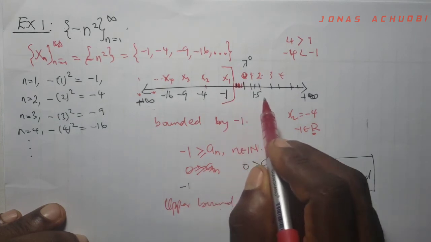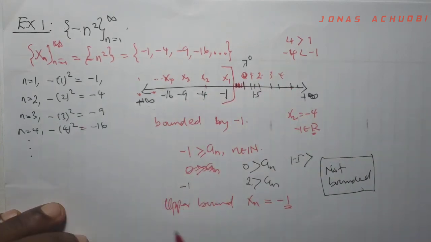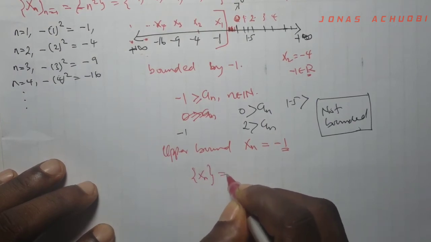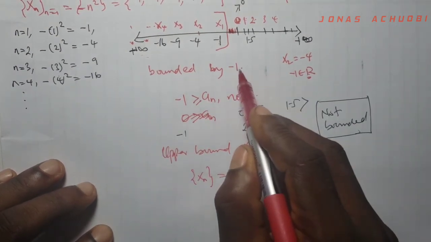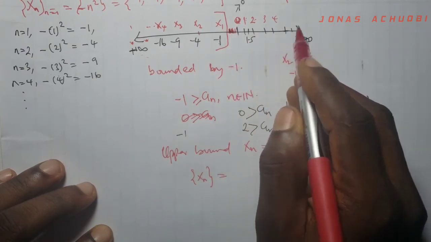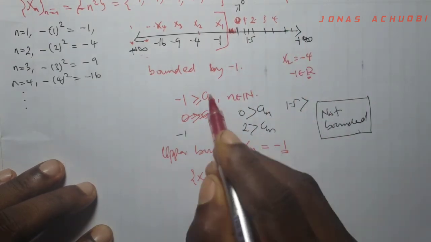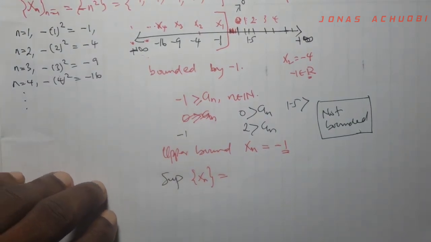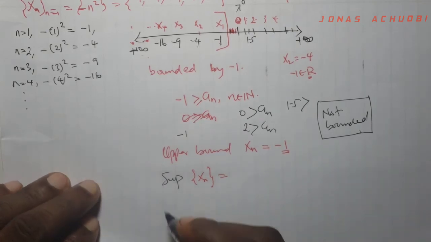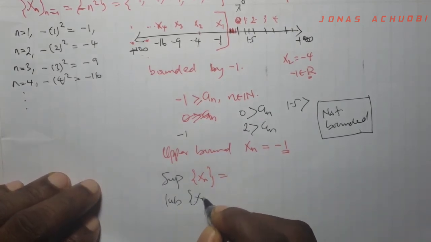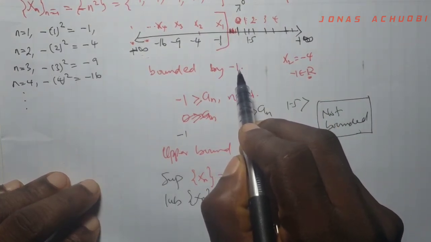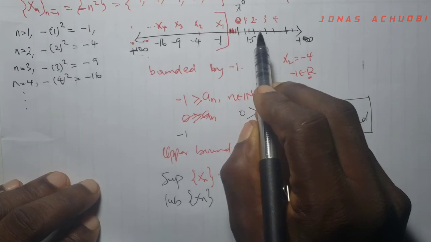Of all the upper bounds of this sequence, x_n, one of the upper bounds is -1. Of all the upper bounds of the sequence, the smallest, the least of them all, is what we refer to as the supremum of the sequence, or the least upper bound of the sequence, LUB of x_n. So the first upper bound we see here is -1. The second one is 0. We have many other upper bounds.